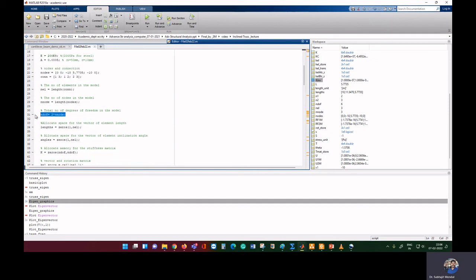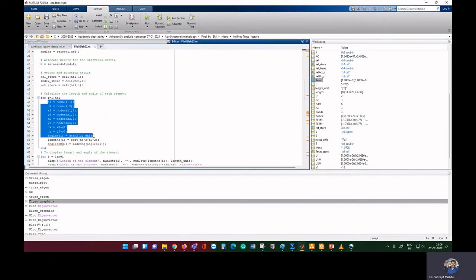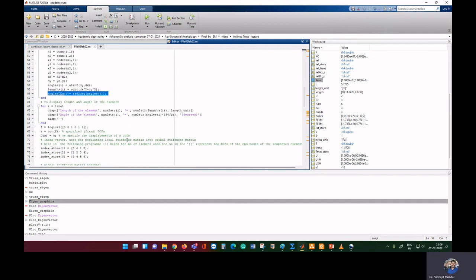Here we have calculated the total number of nodes, and this part we have used to calculate our angle, how much angle is there. Here we have calculated the angle in radians, and then converted radians to degrees. This part gives the angle in degrees so that we can see whether our calculation is correct or not.